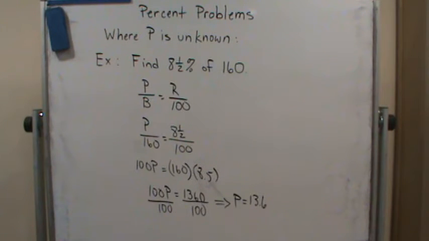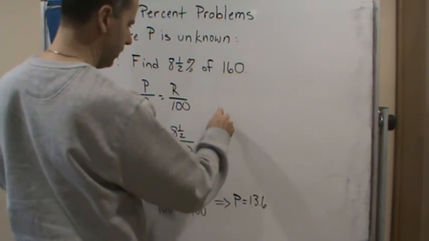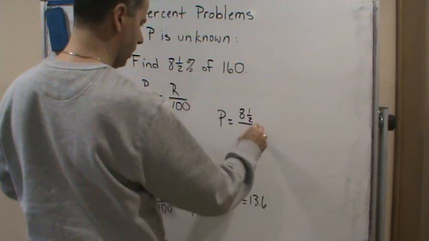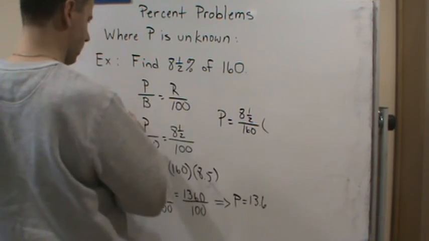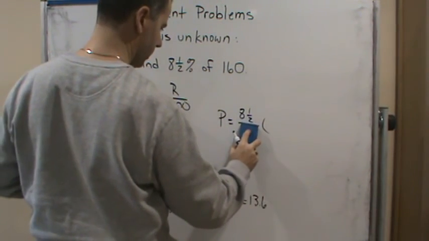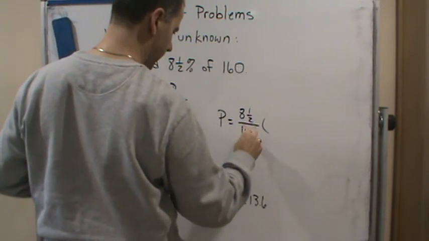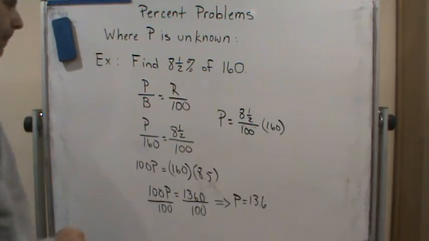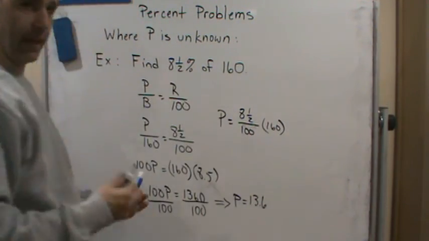Okay. Now, you could have just multiplied both sides by 160, and you get P equals 8.5 divided by 100 times 160. And then you could just multiply these two and divide it by 100 there too. It's six of one, half a dozen of the other.